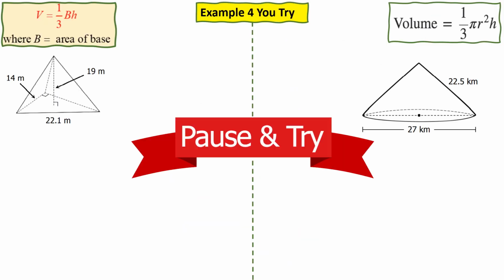Alright, so for the last 2 problems, I would like for you to try on your own. I would like for you to find the volume of the pyramid as well as this cone. And please note that you may have to use the Pythagorean Theorem in order to find one of your missing lengths that you need. So go ahead and pause the video and try these 2 problems on your own.